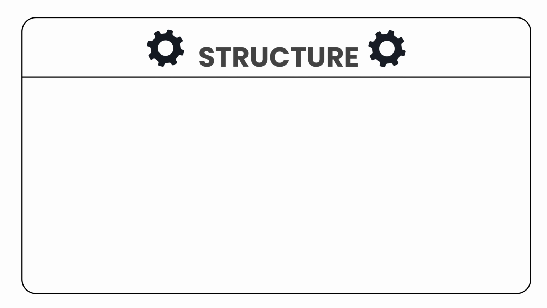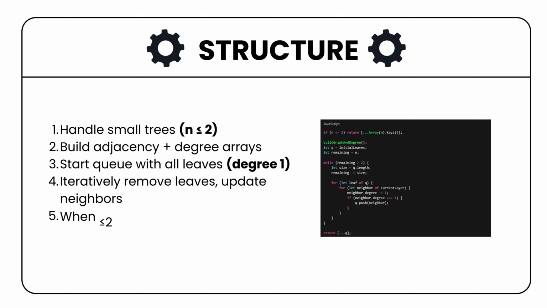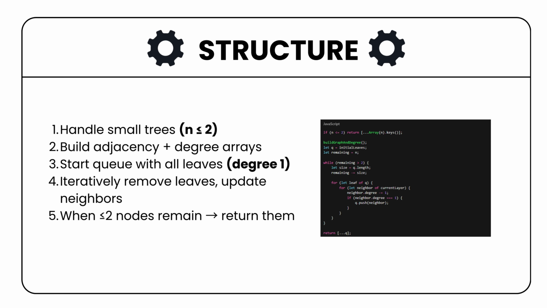Handle tiny cases. If n is less than or equal to 2, return 0 to n-1. Build an adjacency list and a degree array. Initialize a queue with all leaves, degree 1. While more than 2 nodes remain, pop current leaves, reduce neighbor degrees, and collect new leaves. Return the last batch of nodes in the queue. They're the centers.